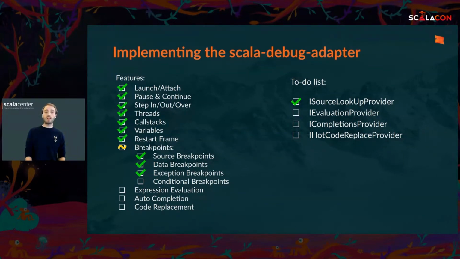Okay, the next thing to implement is the evaluation provider. So the goal of the evaluation provider is to evaluate expressions at runtime. And for Scala, it was implemented in the Scala IDE, and we took this implementation and we adapted it for Scala 2, and we also improved it for Scala 3. And now we'll see how.